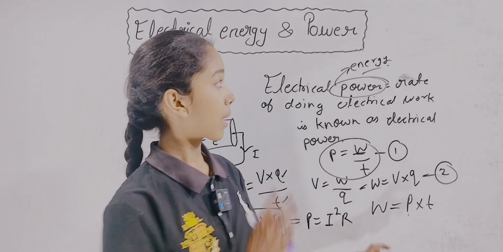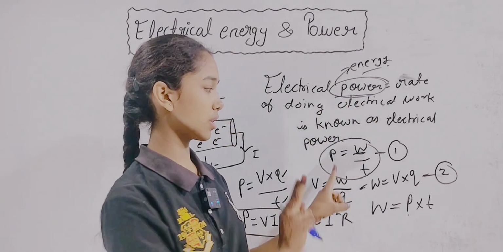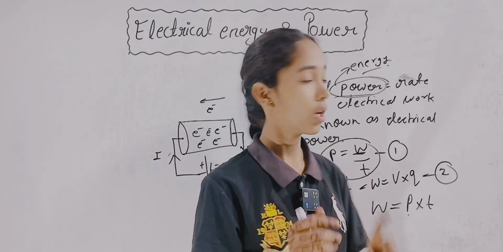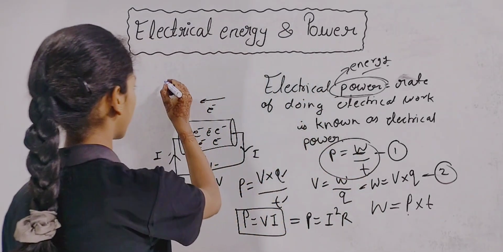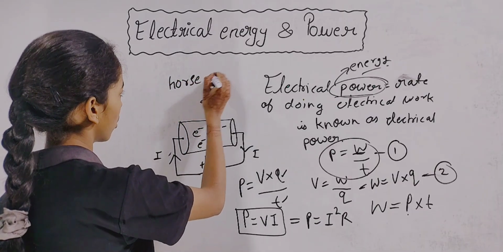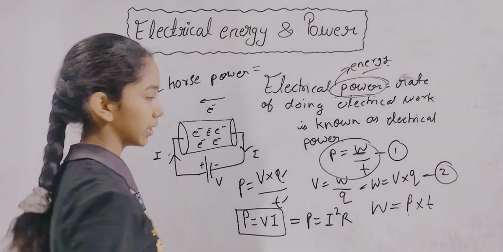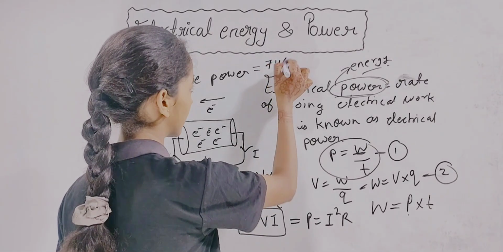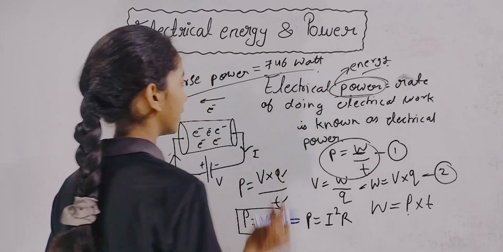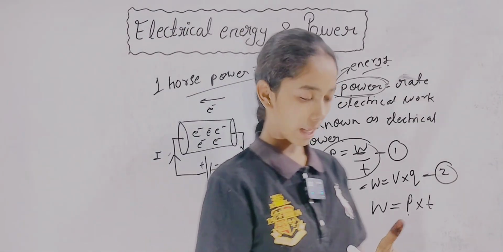So is it clear? But in case of power, usually we do not use the unit of power, watt. We use another unit of power, that is horsepower. And 1 horsepower is equal to 746 watt. So keep it in mind, because we usually use 1 HP, 2 HP like this.